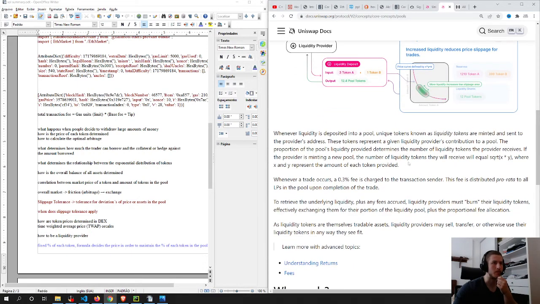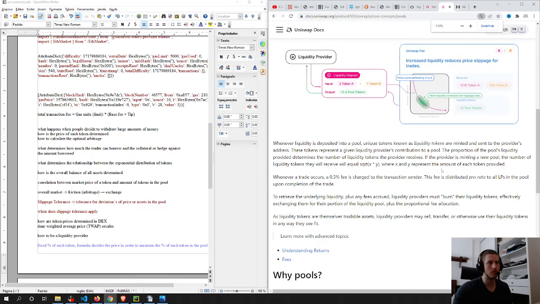Whenever liquidity is deposited into a pool, unique tokens known as liquidity tokens are minted and sent to the provider's address. These tokens represent a given liquidity provider's contribution to a pool. The proportion of the pool's liquidity provided determines the number of liquidity tokens the provider receives. If the provider is minting a new pool, the number of liquidity tokens they will receive will equal the square root of x times y, where x and y represent the amount of each token provided.